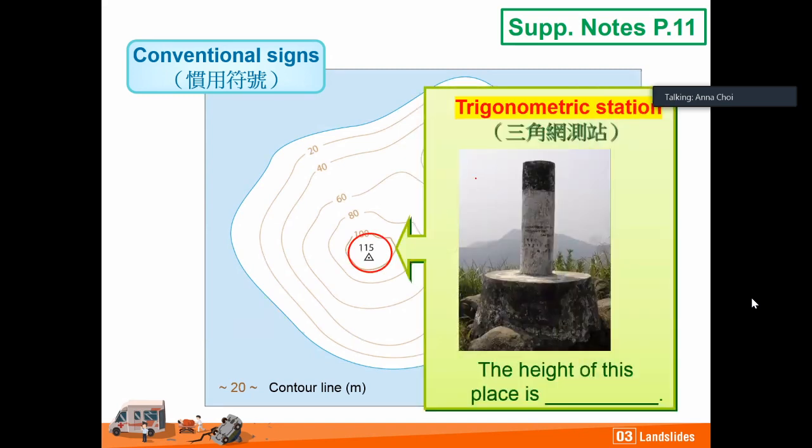So what's the difference between these two signs? With the number, you know the exact height, just like this one is 115. And that's why the exact height of this place will be 150 meters. So if you go hiking, I don't know whether you see this pole on the hilltop.